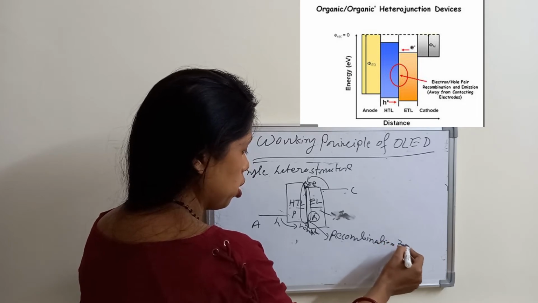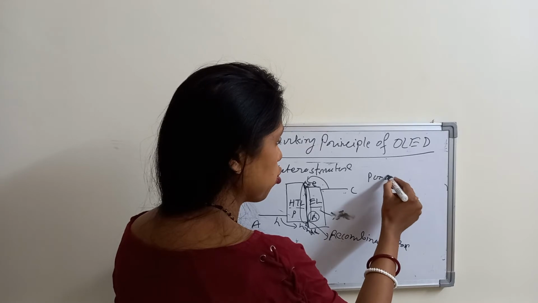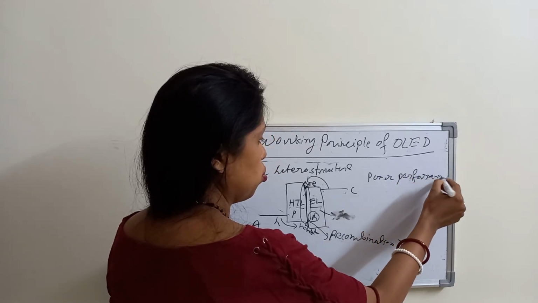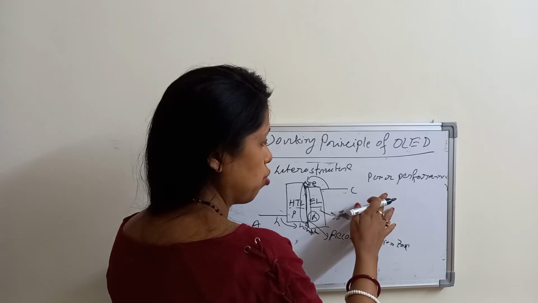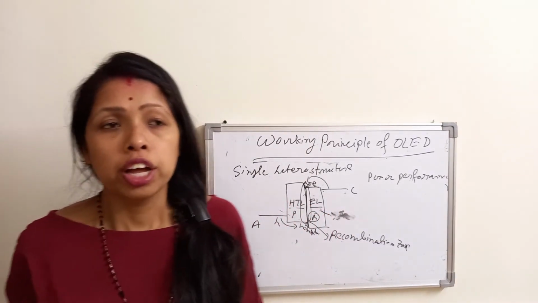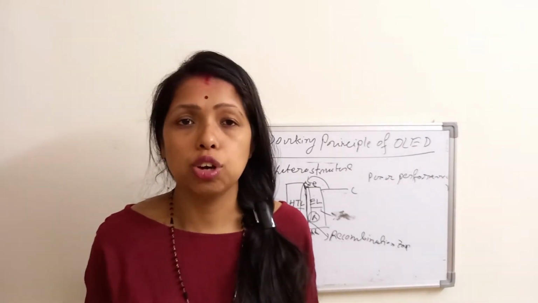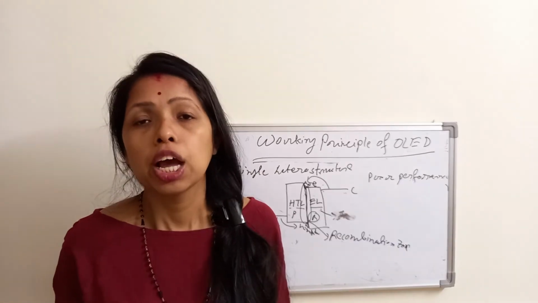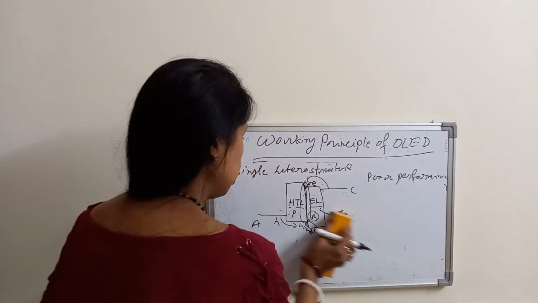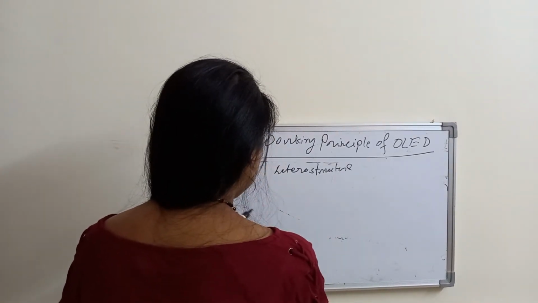So this boundary of the hole transport layer and emission layer is called the recombination zone. But there is one drawback. We will get poor performance and less lifetime in this case. So for getting high performance, instead of a single heterojunction, we have to use the double heterojunction or multi-layer heterojunction. What are these things? Double and multi-layer.